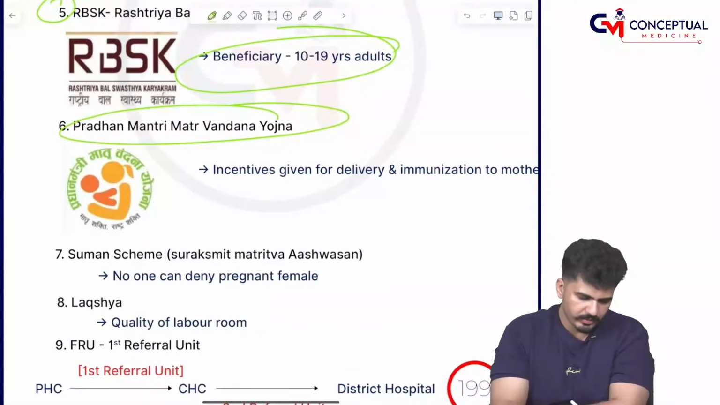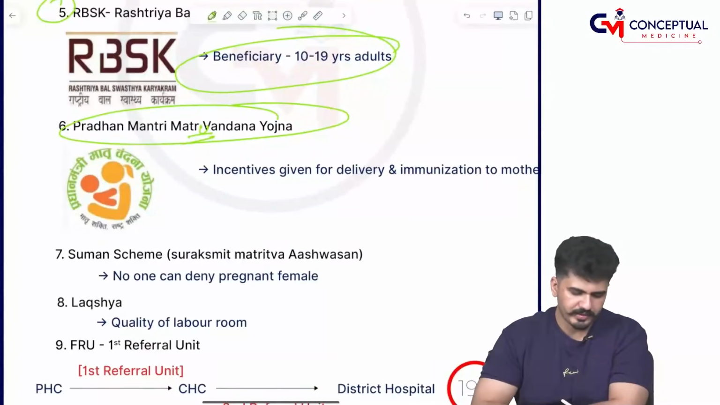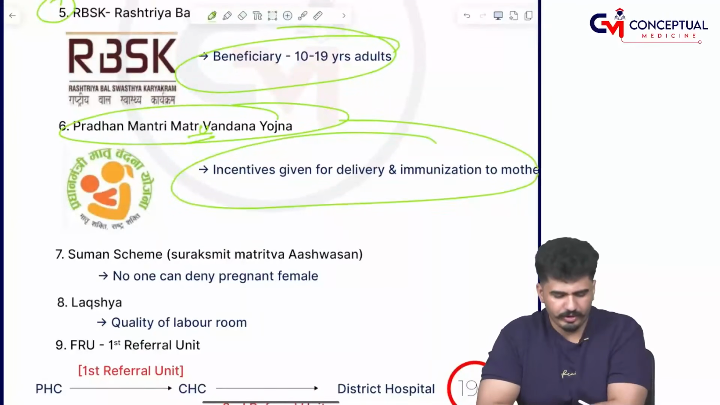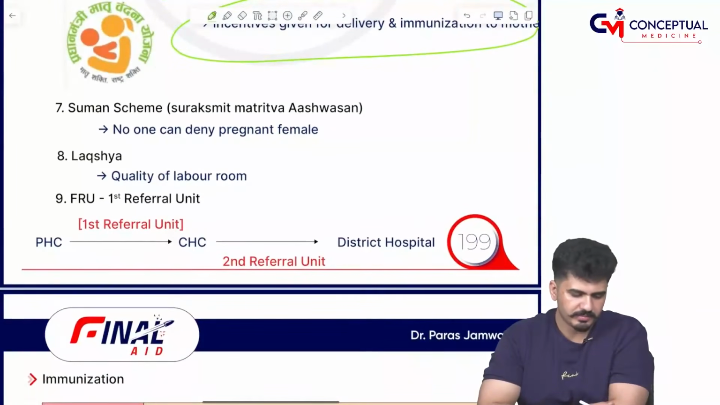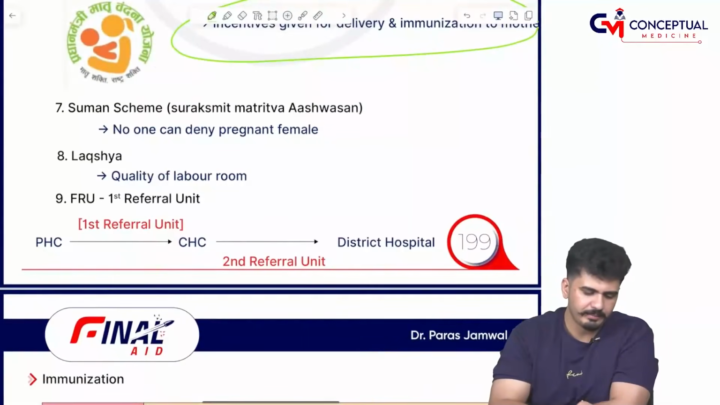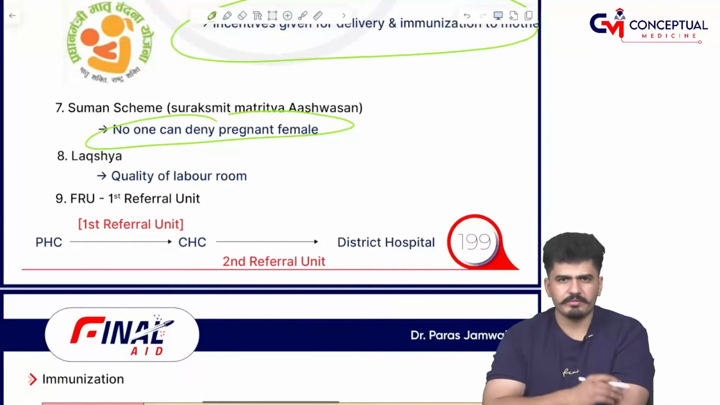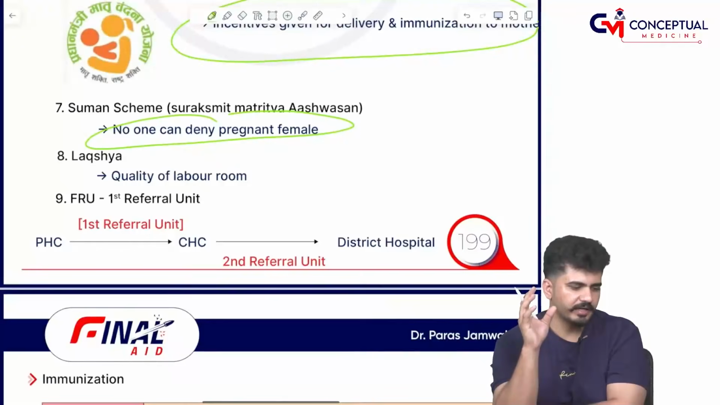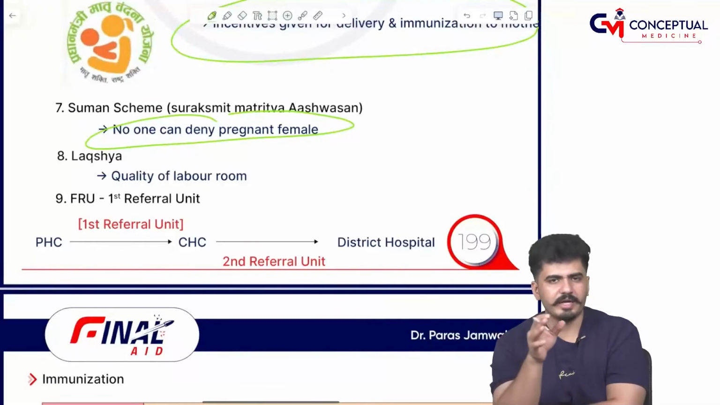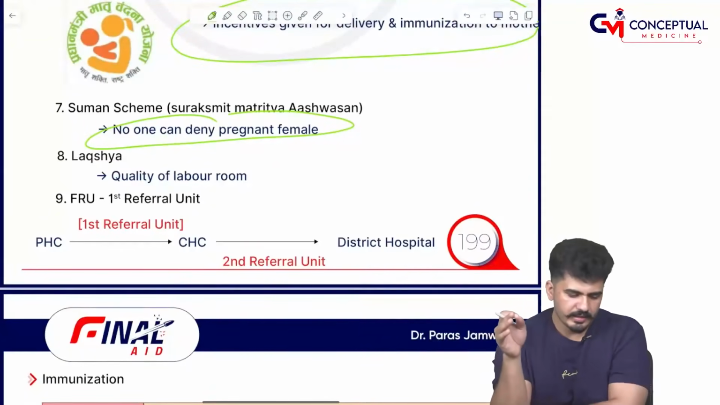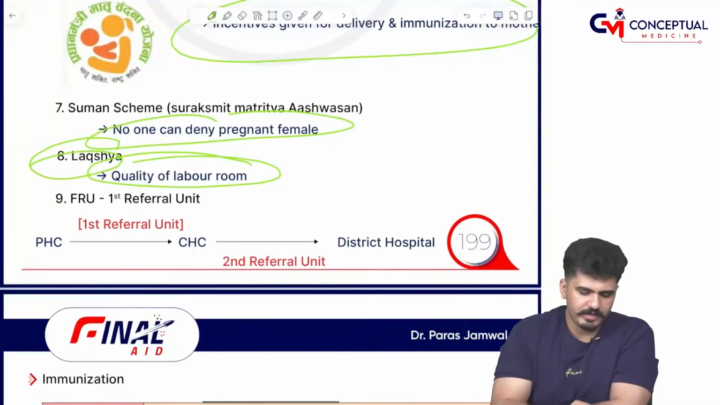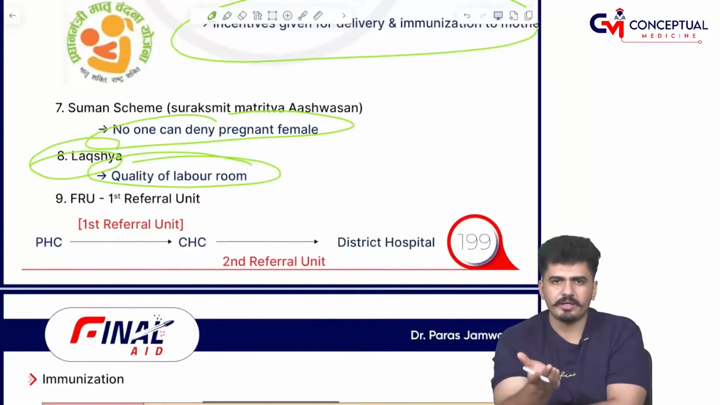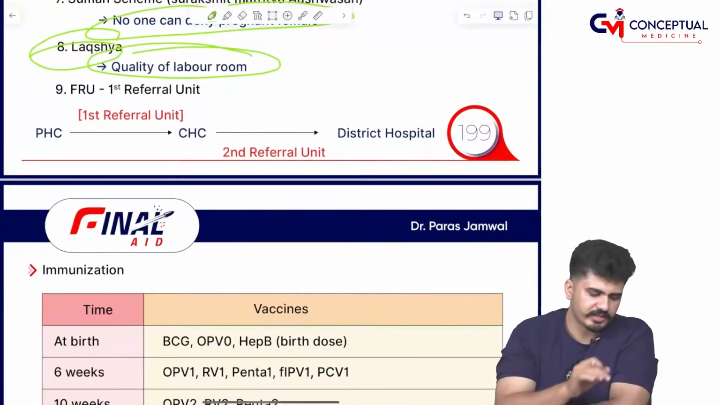प्रधानमंत्री मातृ वंदना योजना, where incentive is given for the delivery and immunization to the mother. Suman, सुरक्षित मातृत्व आश्वासन: no one can deny the pregnant female. So here even the private facilities can't deny the female patient for the delivery or any kind of health checkup. They can't deny. This is coming under Suman scheme. LaQshya is the quality of labor room. To increase the quality of a labor room, a separate initiative has taken place and that is called LaQshya.